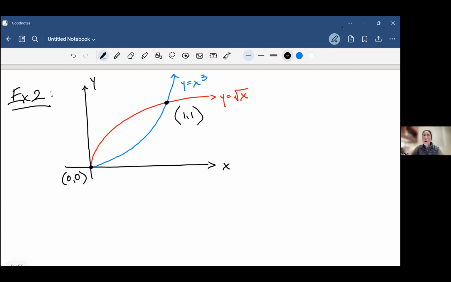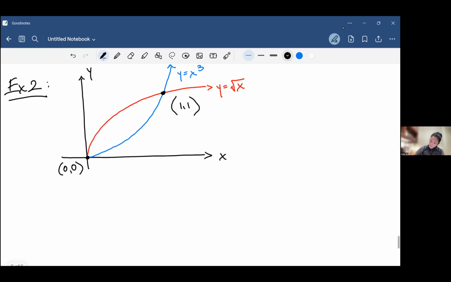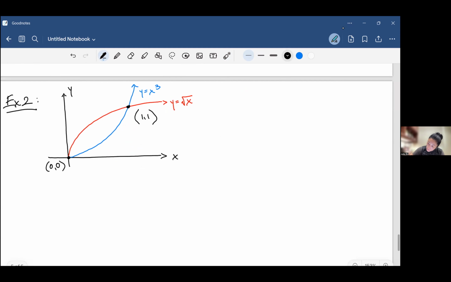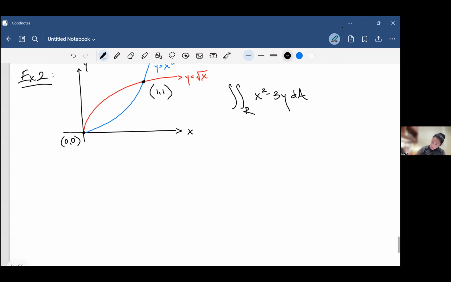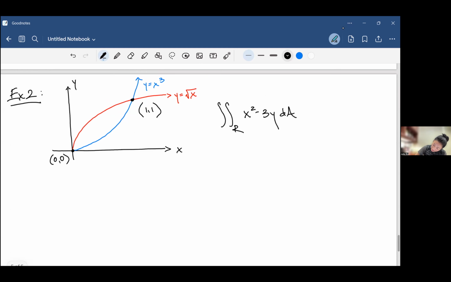Okay? Now, I hope by looking at this picture, we can see that we can set this up as a type 1 integral, and we can set this up as a type 2 integral. All right, so let's practice setting up both ways. Okay, so ultimately, I want us to find the double integral over the following function, x squared minus 3y dA, and I want us to set that up as a type 1 and as a type 2 integral. Okay, so let's get started.